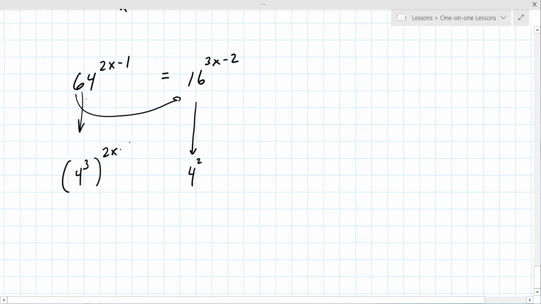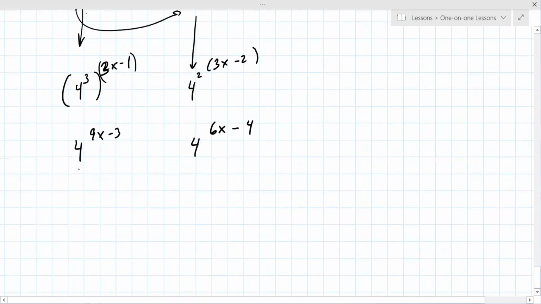So these are 2x minus 1, 3x minus 2. Inadvertently, I need to change one of these. So we're going to make this 3x and then 3x. Now you're going to multiply the exponent. So it's 4 to the 9x minus 3. This is 4 to the 6x minus 4. Because the bases are the same, you can set the exponents equal. You can set 9x minus 3 equal to 6x minus 4, and then you can solve from there.